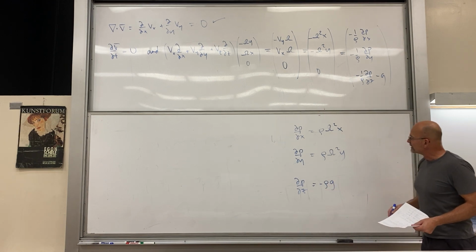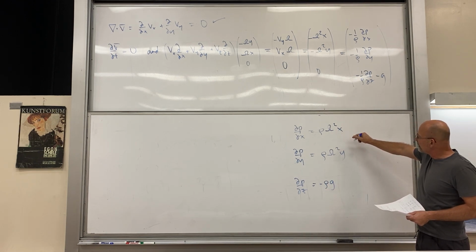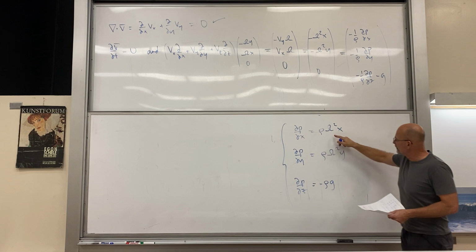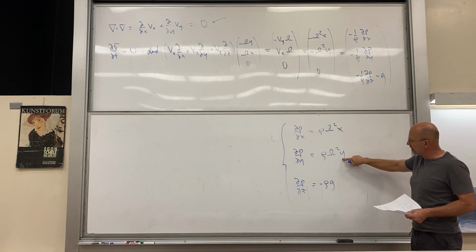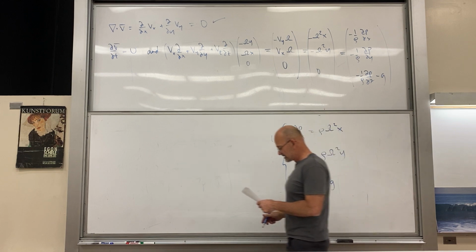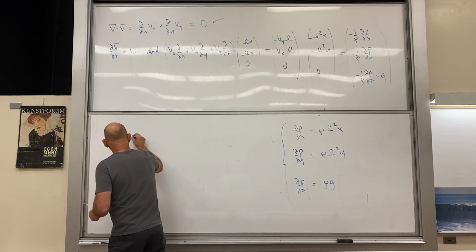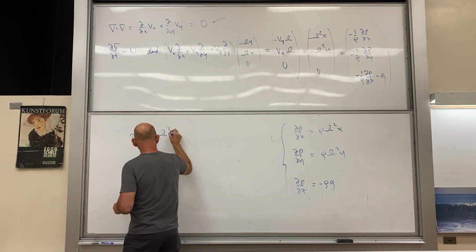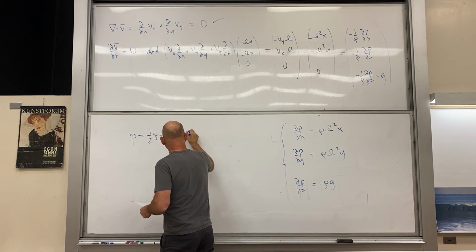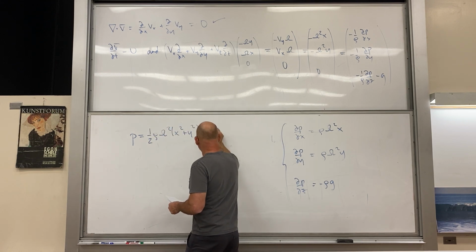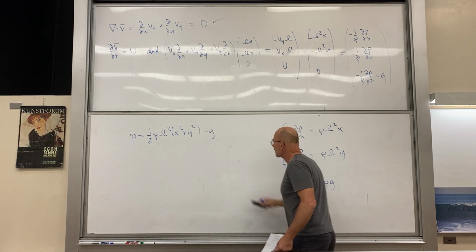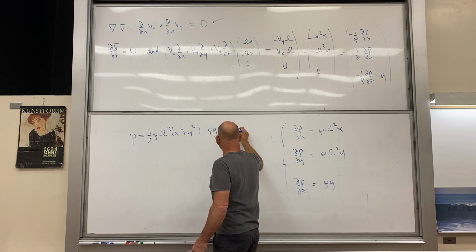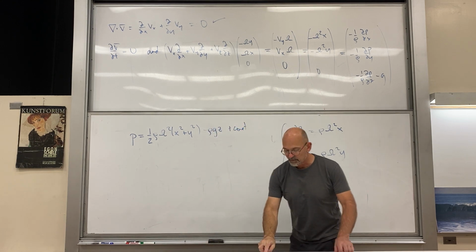Okay, so now we're going to get the pressure as a function of all three variables. And you can see we're just going to have an x squared over 2, y squared over 2, rho gz. So P is equal to 1/2 rho omega squared (x squared plus y squared) minus rho gz plus some constant. So now let's go ahead and put a box around that.